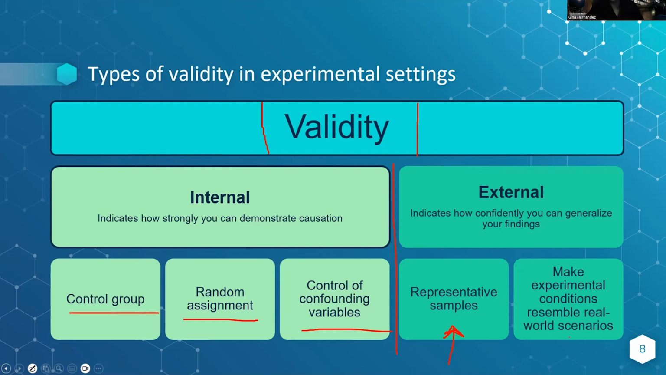And obviously, another way you can do it is by making the experimental condition resemble real life scenarios. So it's a trade-off, right? Because if you try to make a room more natural, let's say you are testing the behavior of a child with his mom, and then you are setting up a normal kitchen.